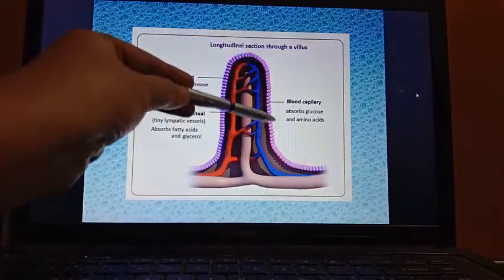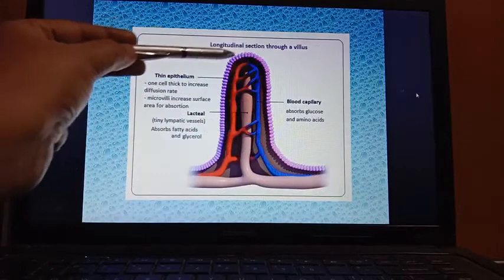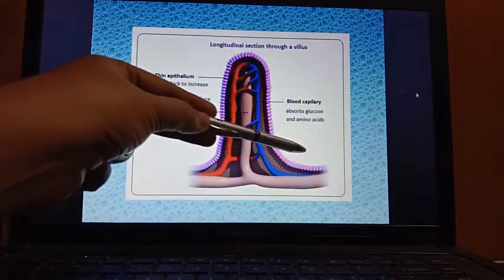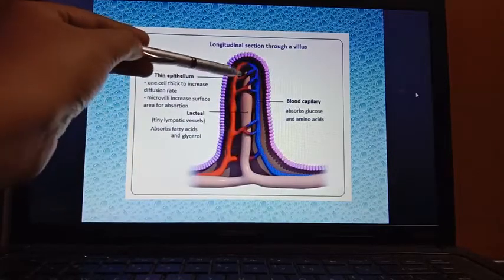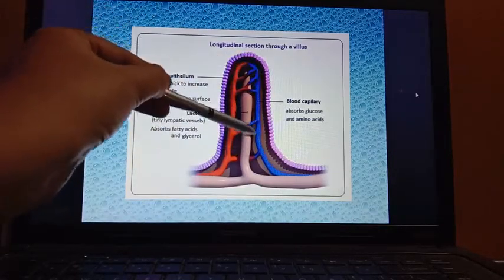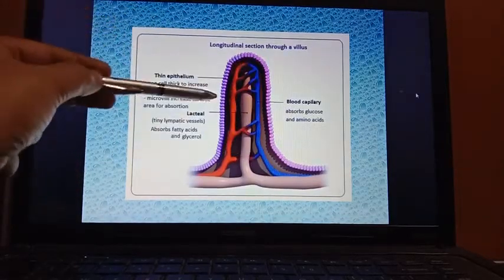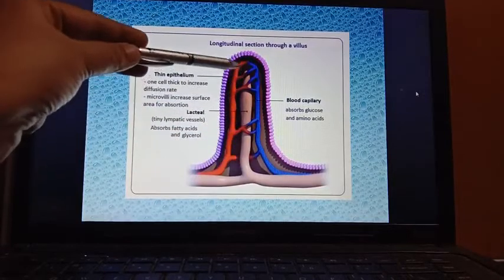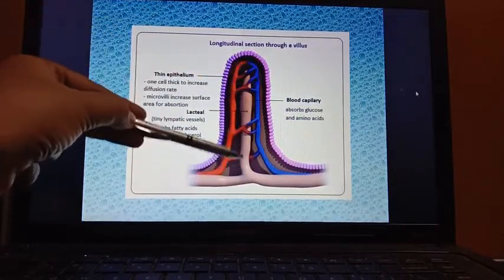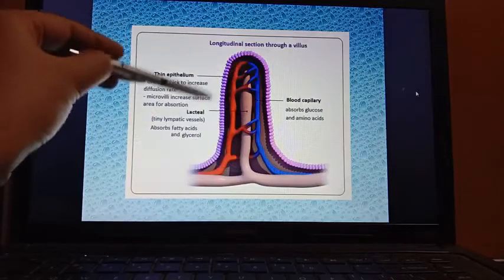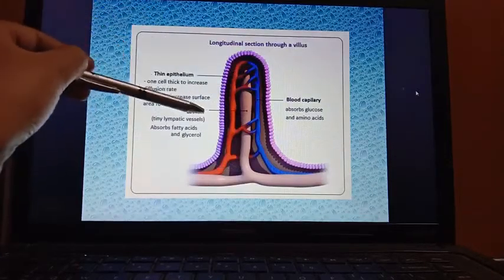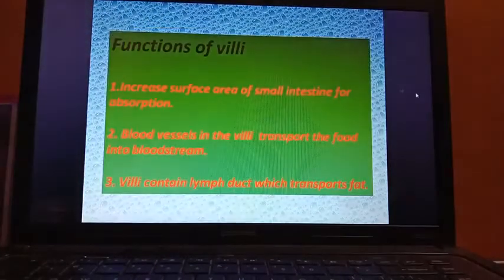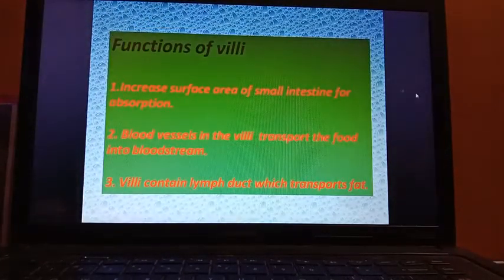First, the outer layer of the villi, that is the epithelium, the outer thin layer, and blood capillaries. These are blood capillaries present inside the villi, and also this lacteal or the lymph duct that is present at the middle of the villi. So these 3 parts are the main: epithelium, the outer layer, blood capillaries, and the lacteal or lymph duct present at the middle.